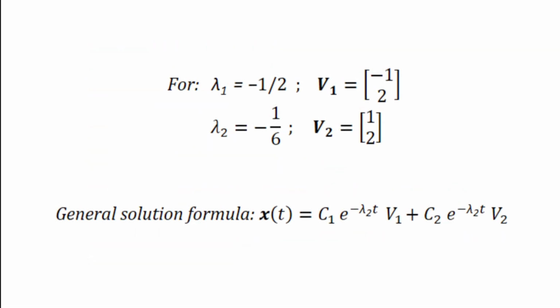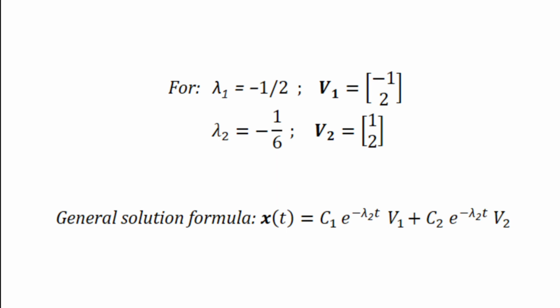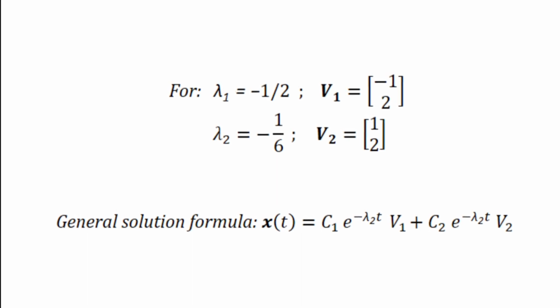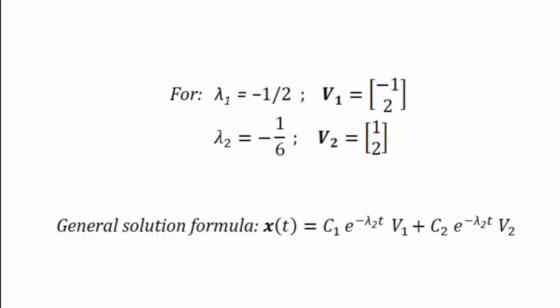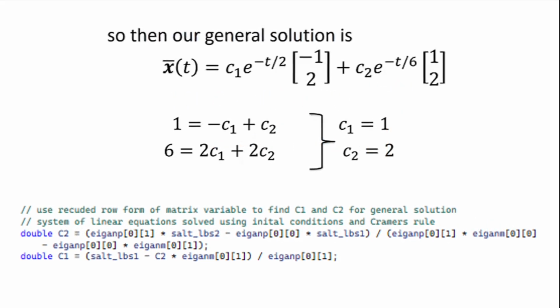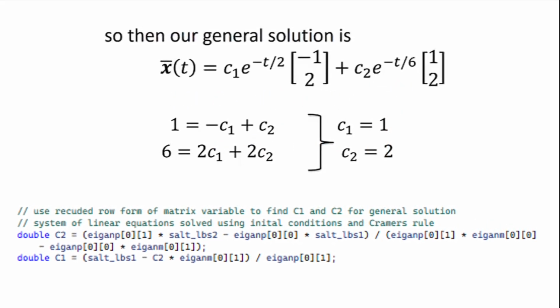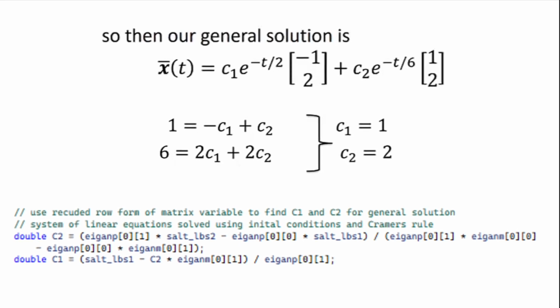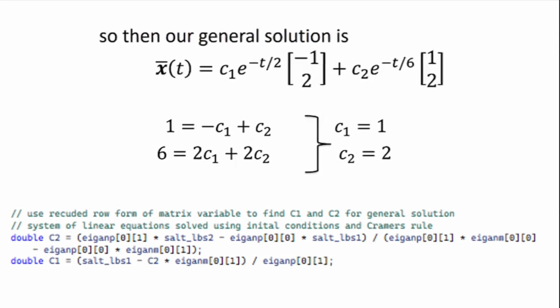The whole point of plugging in lambda and then row reducing was to find the eigenvectors. The eigenvectors are going to be used to find our general solution. The last thing we need is just c. So by plugging in t equals 0, we can solve the system of linear equations using Cramer's rule.